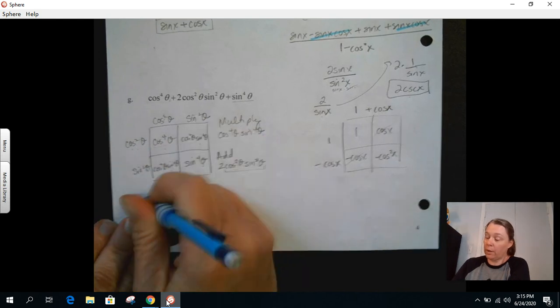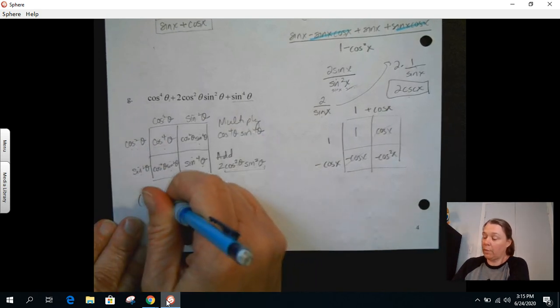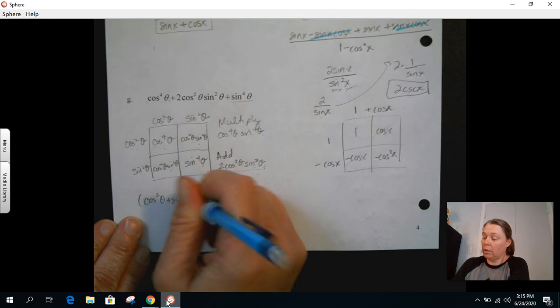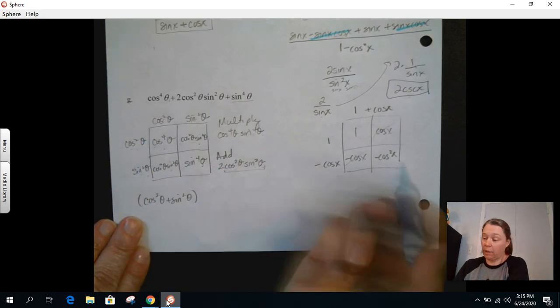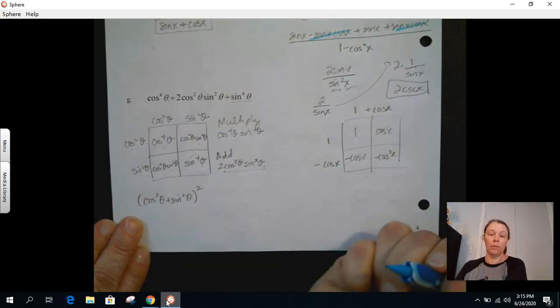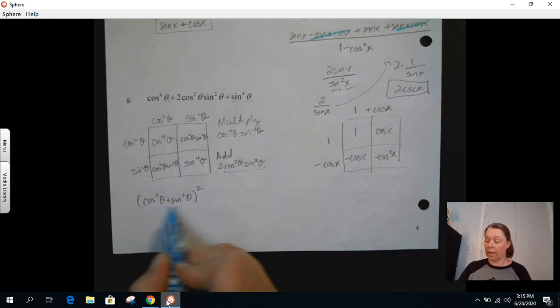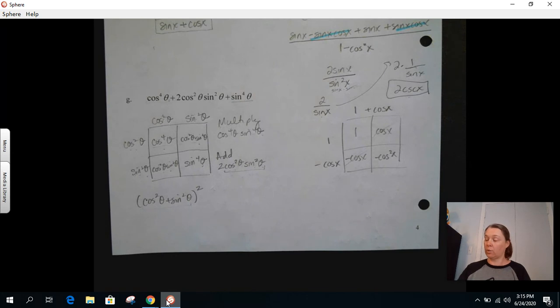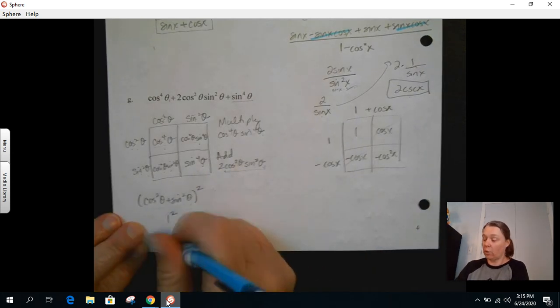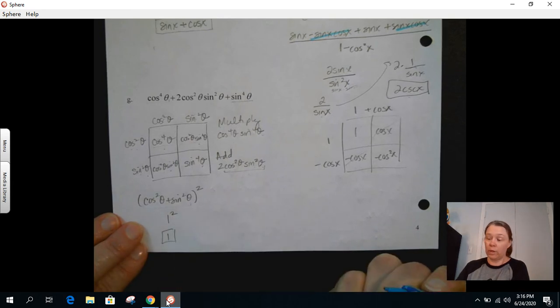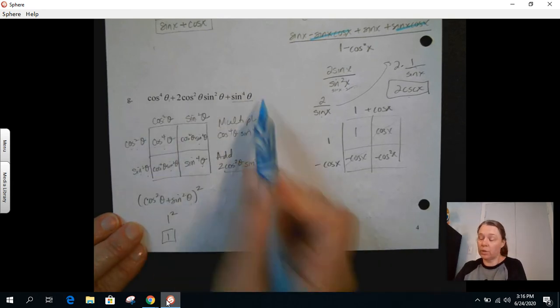So your factors are cosine squared theta plus sine squared theta, times cosine squared theta plus sine squared theta. They're the same thing twice, so I could just write this squared. All right, now is there anything I can do with that? We did all that work. Remember, this is your big Pythagorean identity, right? Sine squared plus cosine squared is 1. So that's just 1 squared, or 1. So this whole big thing is just equal to 1.